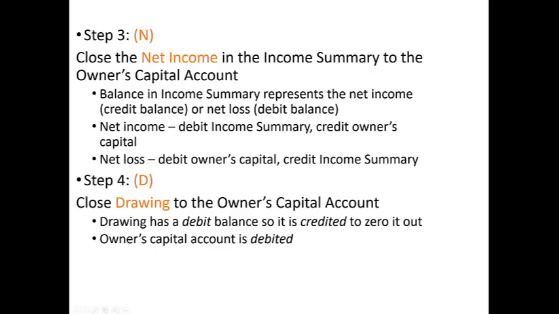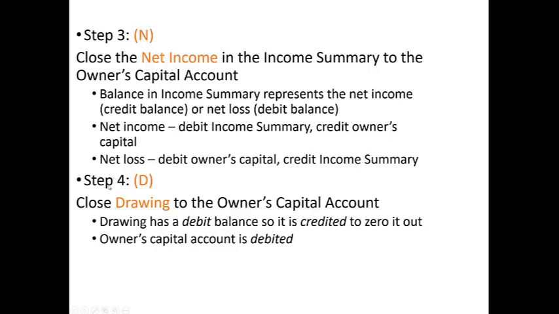So if we have a credit balance in the income summary account, we know we have a net income, and we're going to increase our capital with a credit for net income and then debit income summary to close it. If we have a net loss, we're going to do just the opposite. A loss will decrease our capital, so we would debit owner's capital and credit income summary.